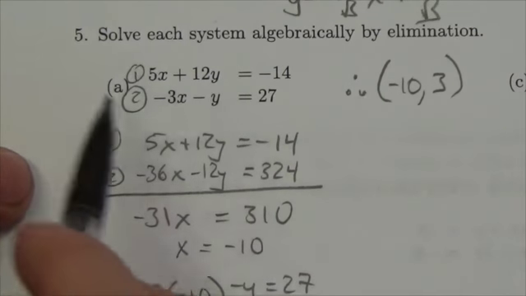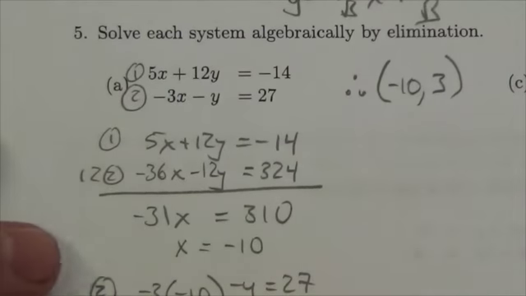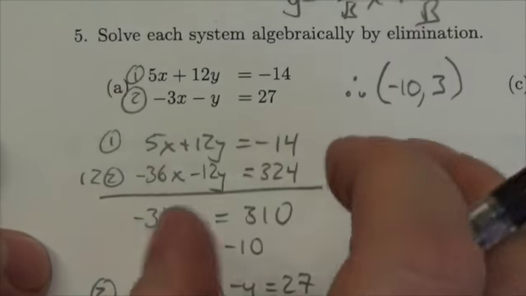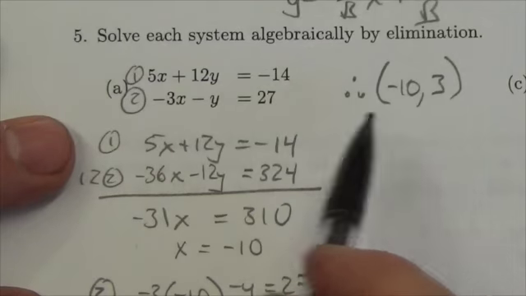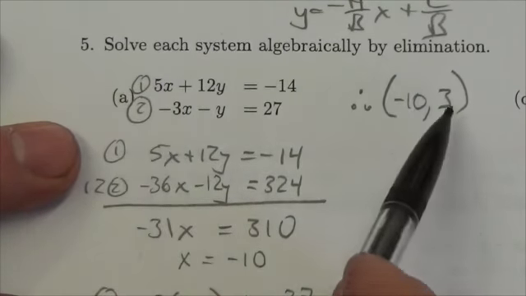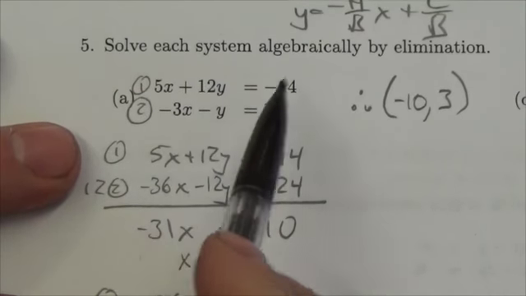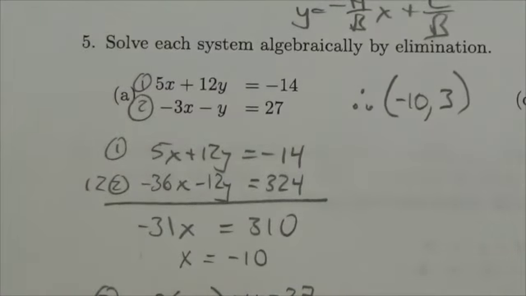If this was a word problem, then I wouldn't worry about the point here. I would just answer the question, whatever's being asked here. Anyway, now we should check to see that that works by plugging into the first equation. 5 times negative 10 is negative 50. 12 times 3 is going to be 36. Negative 50 and 36 is in fact negative 14. So that point does work. It's good.